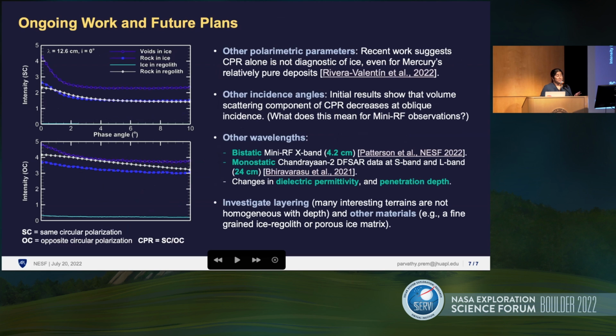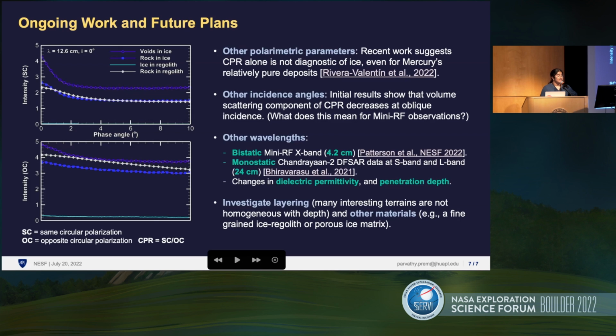There are a number of other things we can look at. Those were some representative results. I've talked mostly about CPR so far, but there's recent important work that suggests that CPR by itself is not a reliable indicator of the presence of ice, even at Mercury. And so we're also interested in investigating other polarization properties, such as the intensity of the return signal in the same circular and opposite circular polarization senses. As you can see in these plots on the left or right side of your screen, it gets very confusing, but I'm doing okay on time.